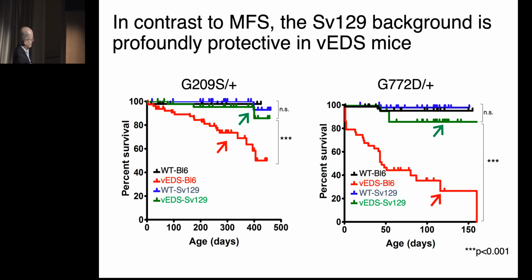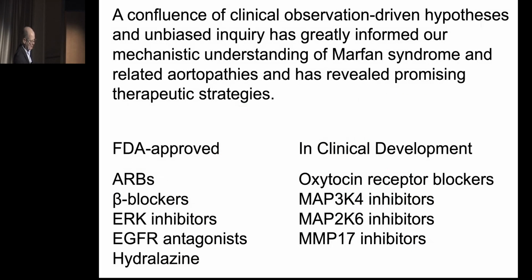In fact, even in the severe mouse model of vascular EDS on the 129 background, ERK signaling is completely normalized. All the expression profiling changes in the aortic wall are completely normalized. So nature has found a strategy to beat vascular Ehlers-Danlos syndrome, even with a severe mutation. We're very aggressively attempting to map that modifier.